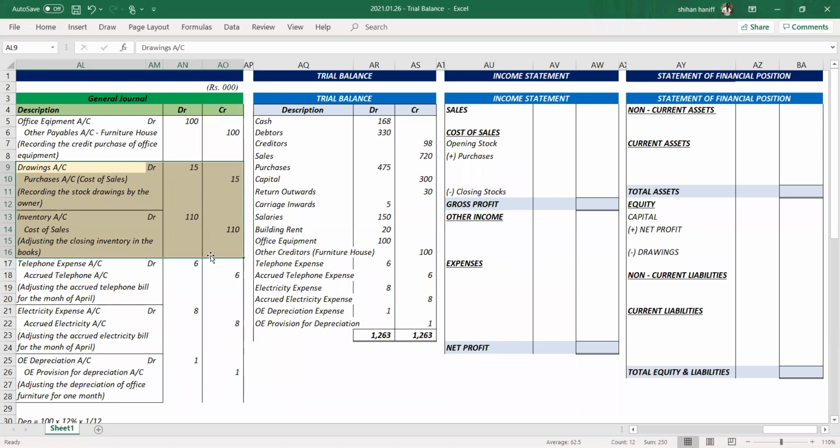There is stock drawings and the closing inventory. Closing stock double entry is cost of sales 110,000 minus, and current asset inventories 110,000. I cannot complete it now. I'll give 5 minutes. Try to do this.